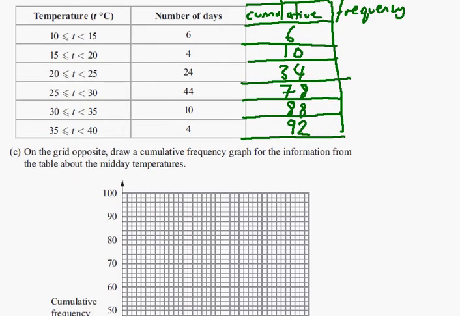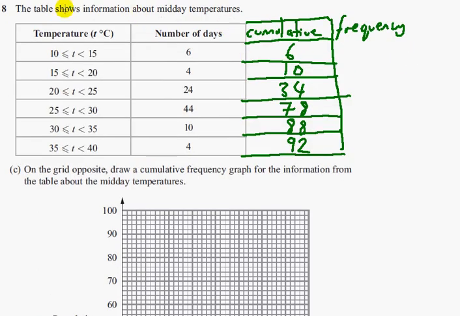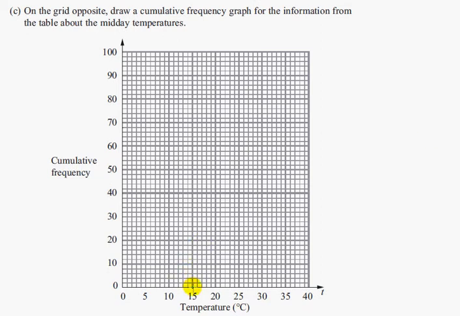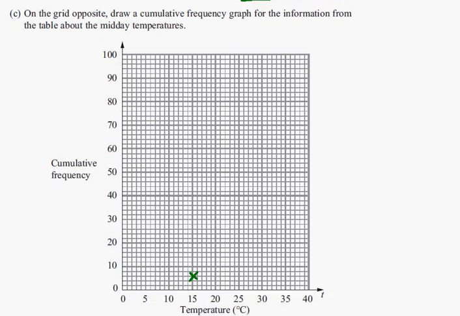Okay, so now we have to plot that onto our cumulative frequency graph. Let's do that as accurately as we can. So up to 15 degrees we have 6 days. Now be careful of the scale, it goes up in 2s: 2, 4, 6. Up to 20 we have 10 days.